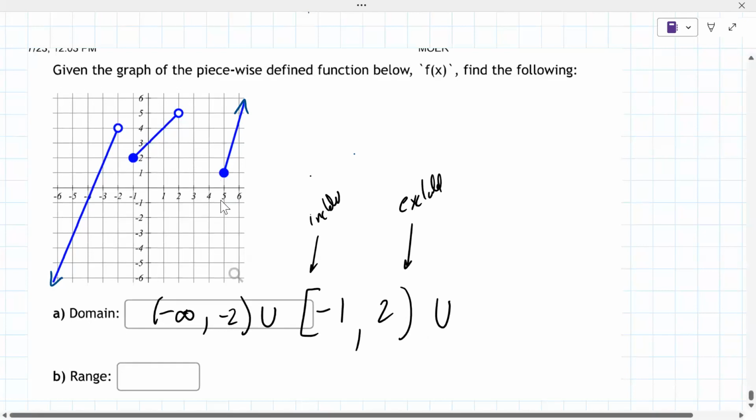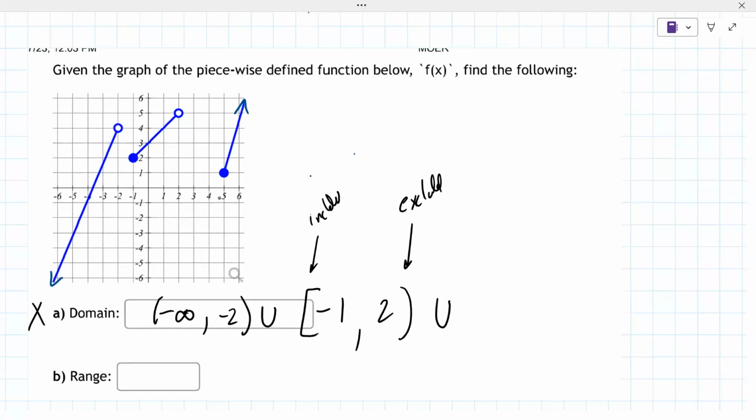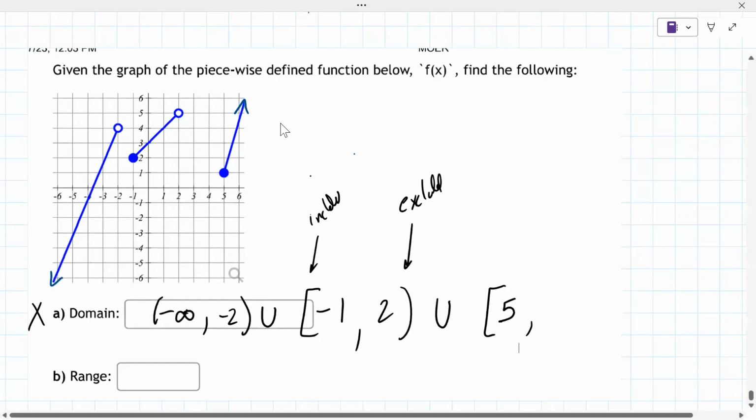What's the next x value that you see? x equals 5. Is 5 included? It's closed, so it is. Bracket. And then how far? I know it looks like it goes up forever, but how far to the right does it go? Positive infinity. Yeah. And I guess you don't need the positive in there.